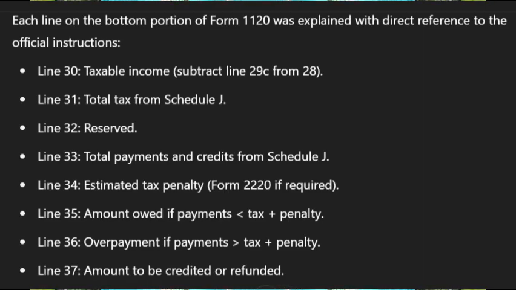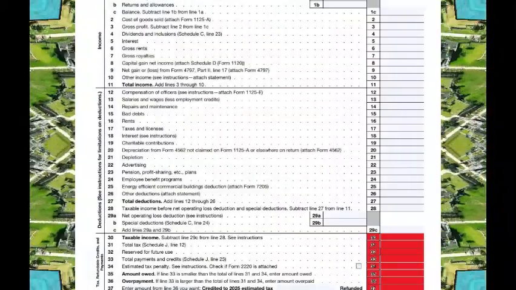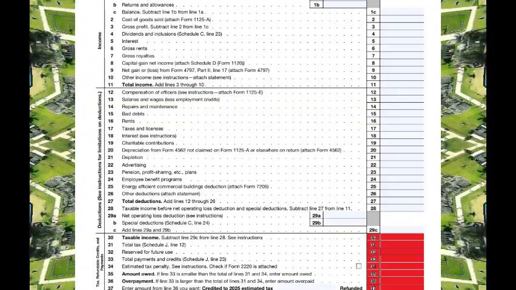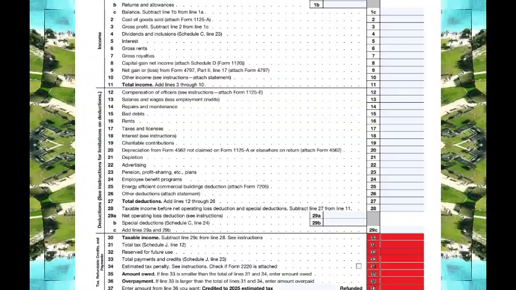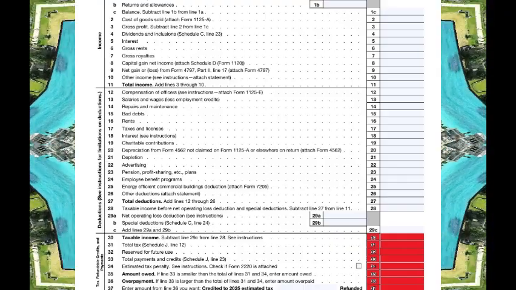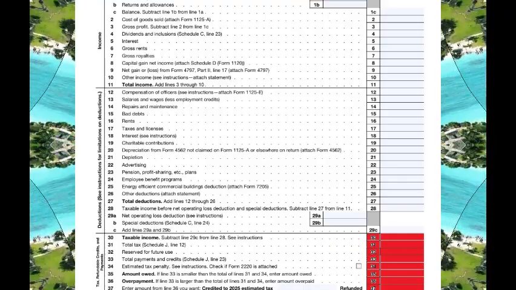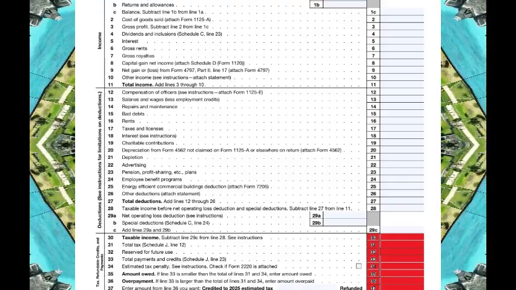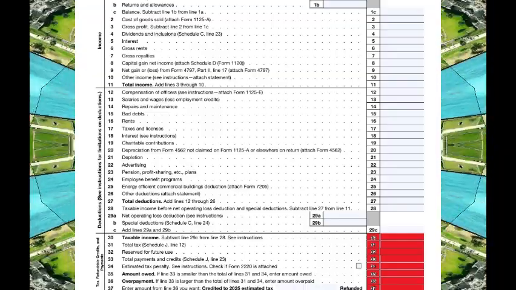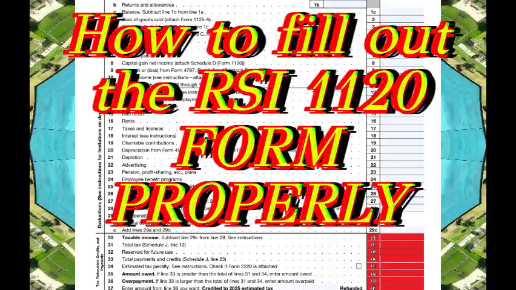The potential refund. And finally, line 37 spells out what happens with that overpayment. It's the amount to be credited or refunded. You usually get a choice. Yeah. Apply it to next year's estimated taxes or get a direct refund check or deposit. Wow. Okay. That sequence really clarifies how you get from profit to the final payment or refund.